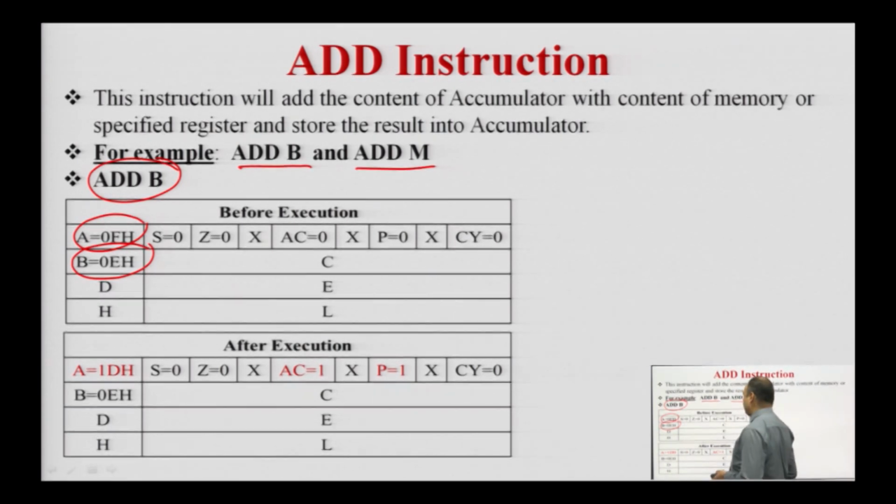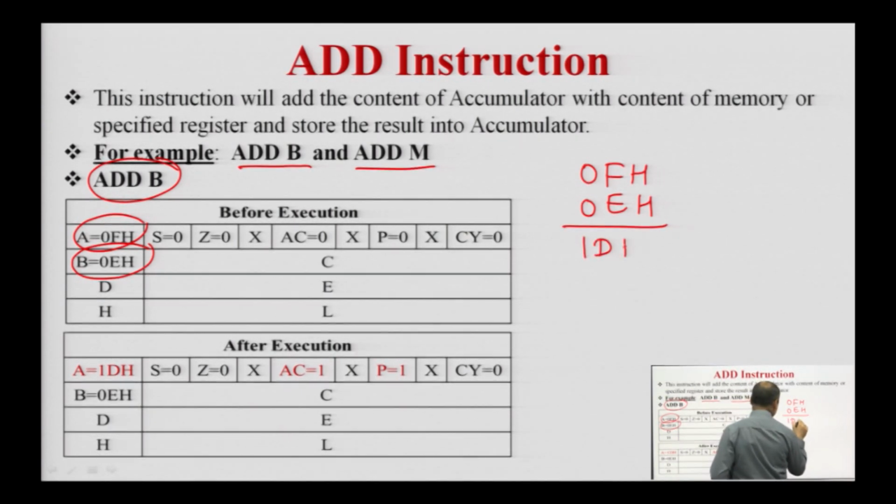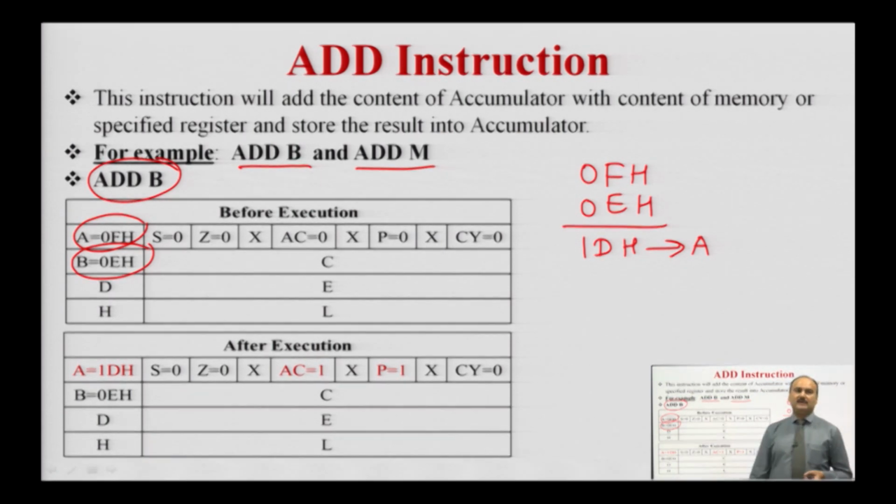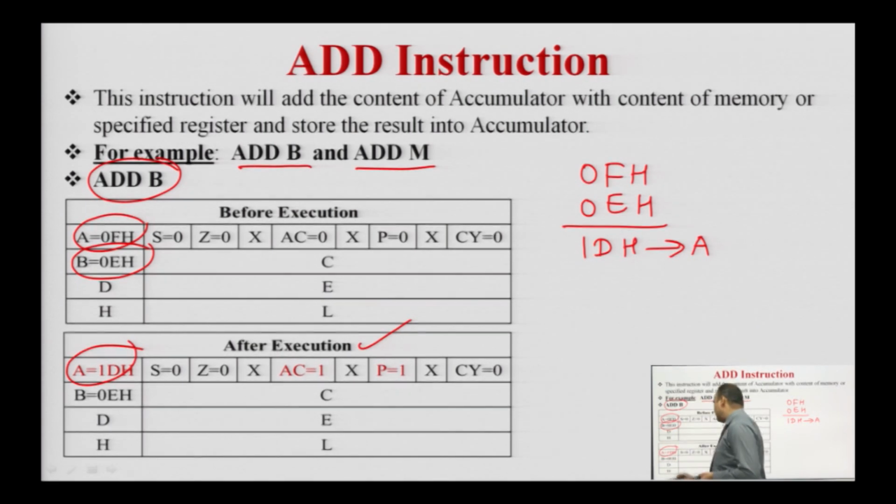After the execution, if we add 0FH and 0EH, the result is 1DH. So, it will be stored into the accumulator. Whenever these two 8-bit numbers are added, meaning the content of the accumulator 0FH and the content of the B register, the result is 1DH and it is stored into the accumulator. So, after the execution of the instruction ADD B, the content of the accumulator becomes 1DH, which is nothing but the result.